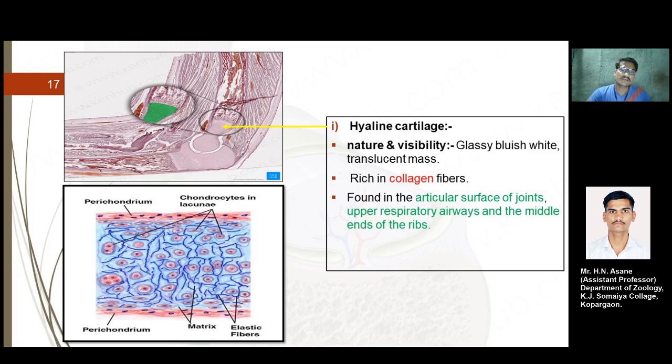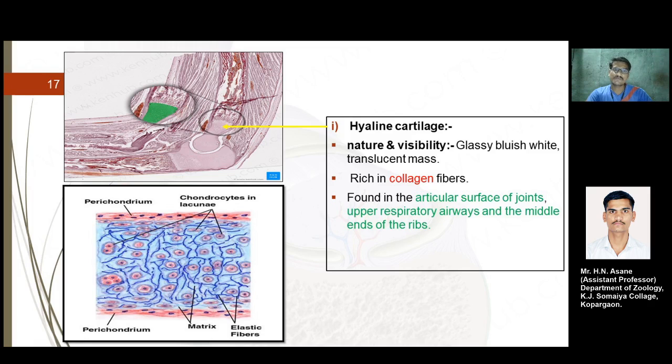You can see over there that the nature is a glassy bluish white. Glassy bluish white means what? It is a mixture of white as well as blue color, and glossy finish means something which sparkles, its surface is a glossy surface. The location of these tissues is near the joints, at the articular surfaces of the joints.